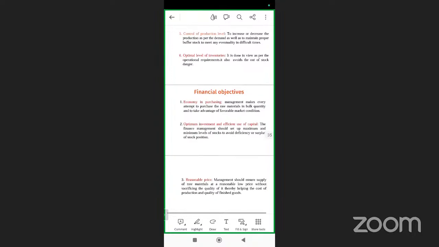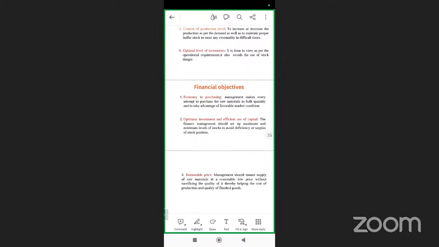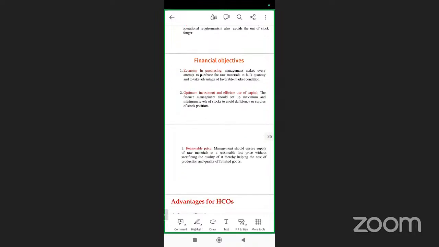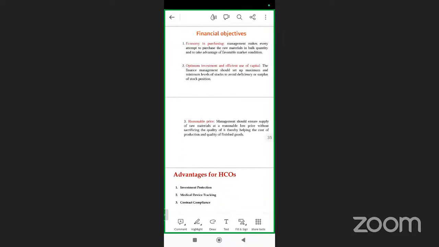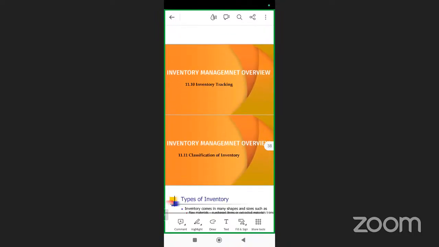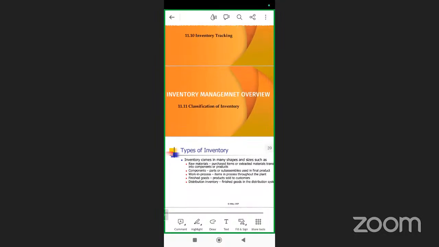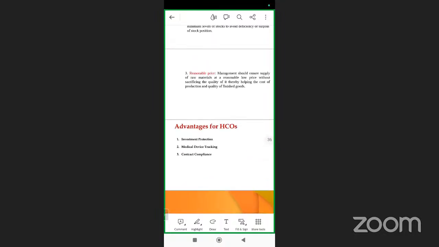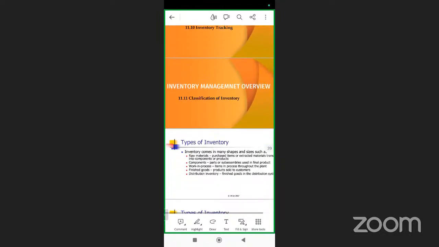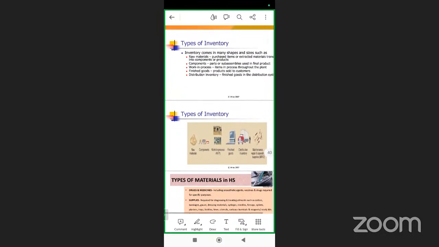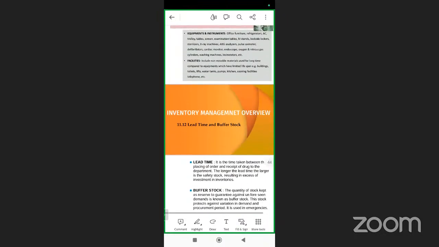Next, what are the financial objectives? Economy in purchasing. Second, an optimum investment and efficient use of capital, because we have the capital amount that we need to utilize optimally. Third one is the reasonable price. We need to make sure that the final price of the product is reasonable. Already we have seen a few things in that.